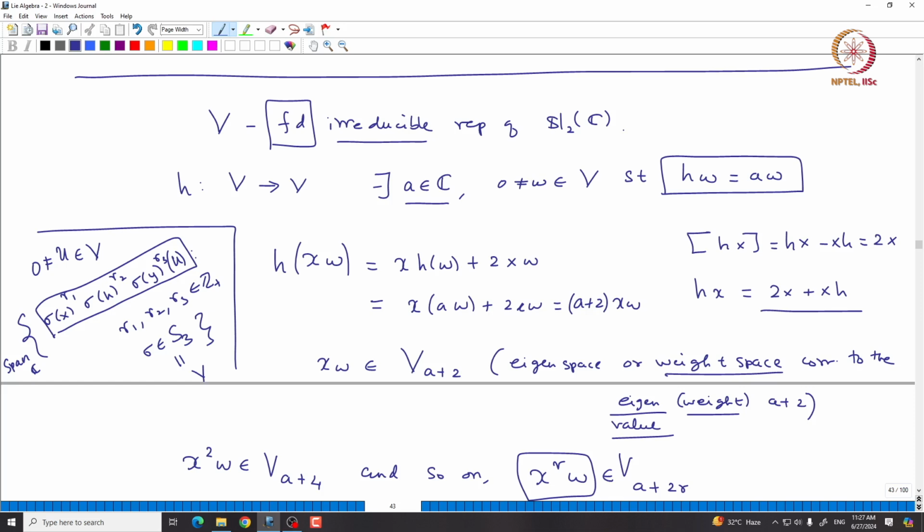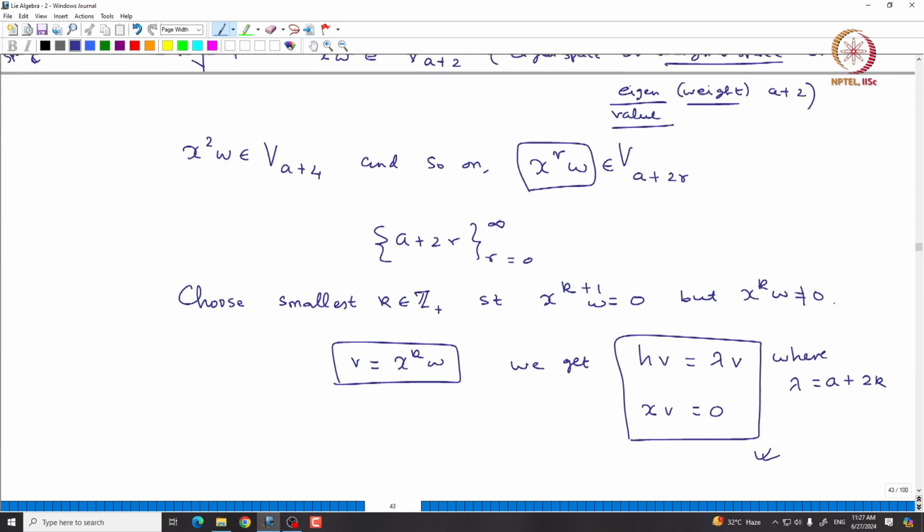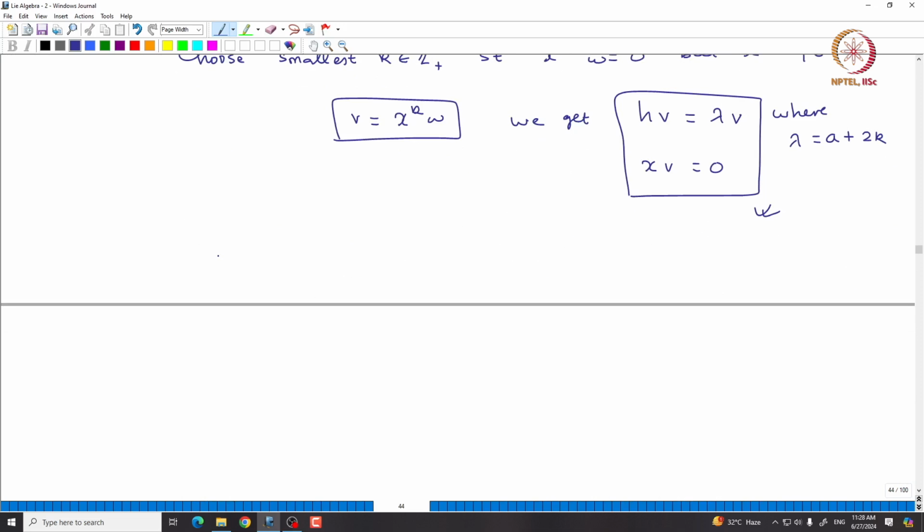So, we want to get a minimal generating set. Indeed, we are looking for a nice basis of capital V. Okay. That is why we are first choosing this so-called maximal vector or highest weight vector. Okay, what to do with this? So, let us try to understand what one can get from this. So, note that this v is lying inside V lambda.